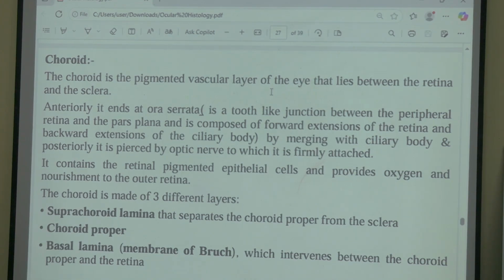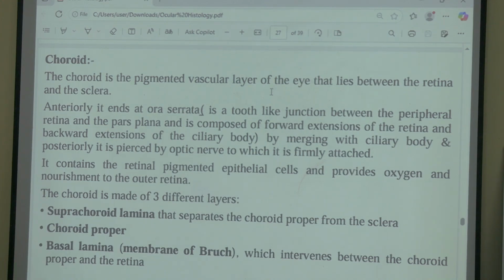So the outer aspect of the retina, the first 3 to 4 layers, are supplied by the blood vessels from the choroid. For the inner layers, a separate blood supply is there. The retinal pigment epithelial cells present in the retina are supplied by the arteries of the choroid, which provide nourishment to the outer retina.